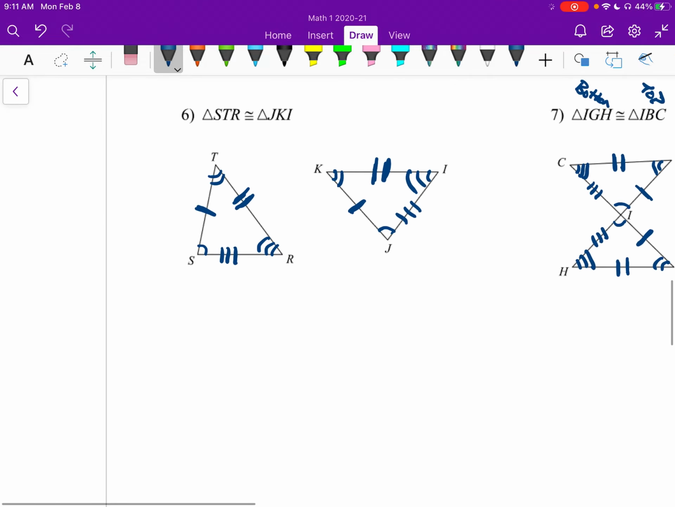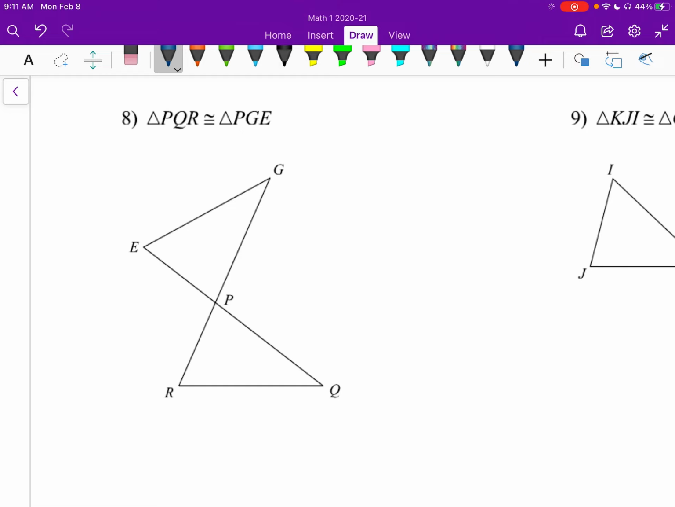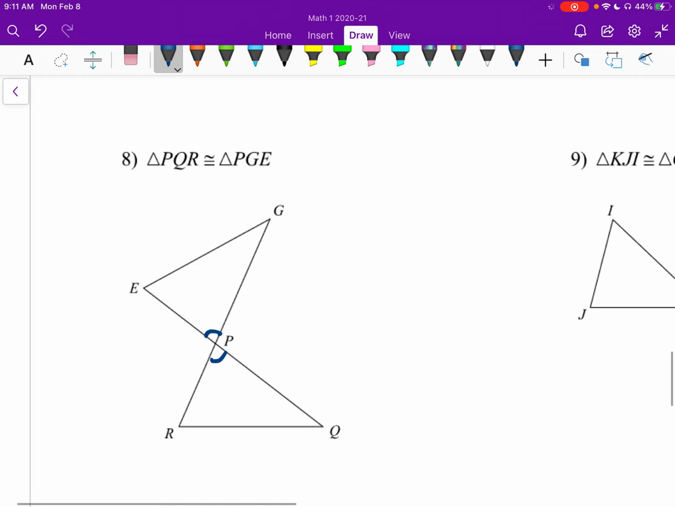All right, 2 more problems. Well, starting off, we could list in our vertical angle. That's going to be P is congruent to P. PQR, that's the bottom. Maybe I'll just do a little arrow down. And PGE is the top one. All right, that helps me to know where I'm going to be labeling.